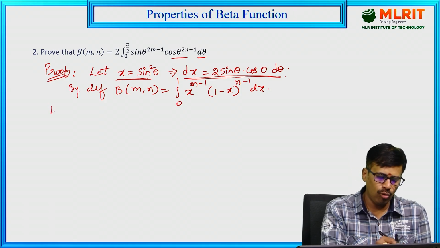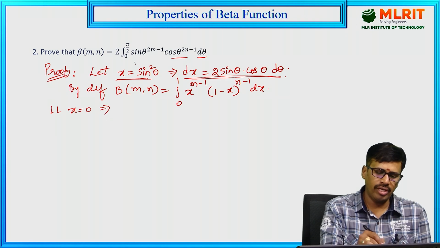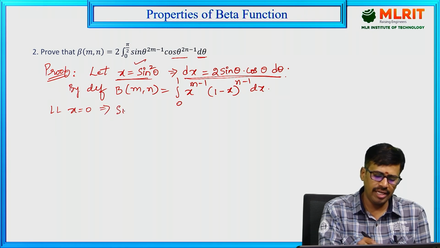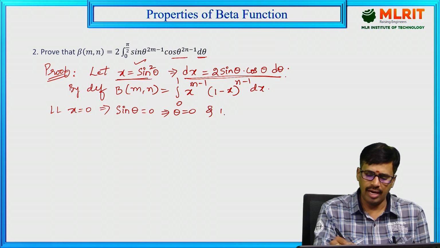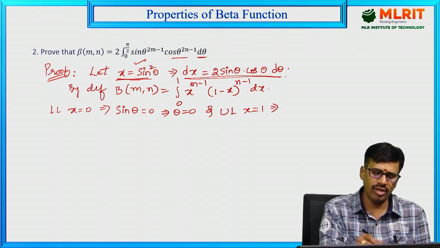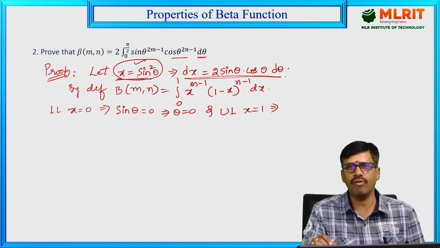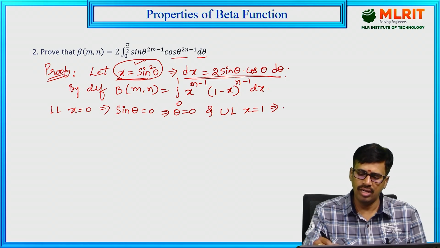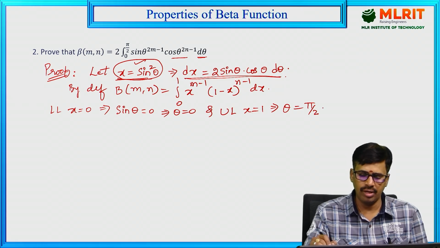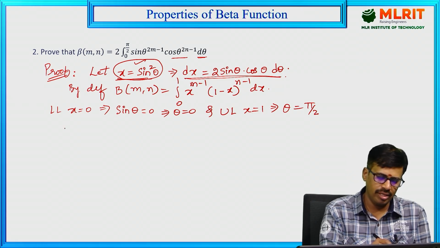Now what is the lower limit of x here? x is equal to 0. Substitute x equal to 0 here, so sin theta is 0. Sin theta is 0 only if theta value is 0, right? And for the upper limit, if you take x equal to 1, substitute x equal to 1 here, so 1 equal to sin square theta means sin theta is 1. Sin theta is 1 when theta value is pi by 2, because sin 90 is 1. Now the limits are exchanged.